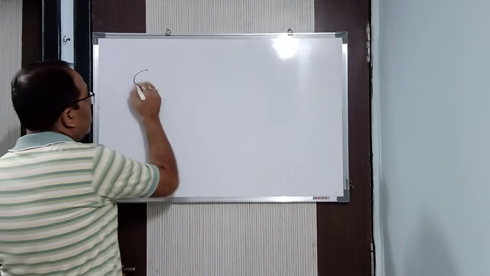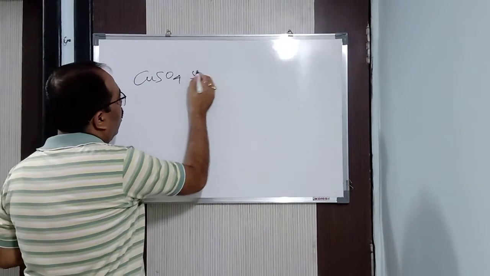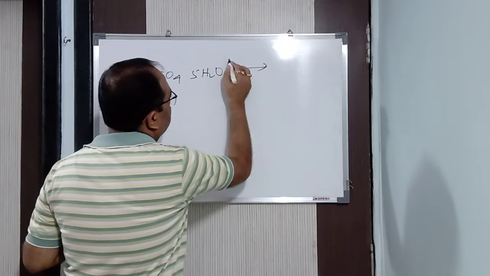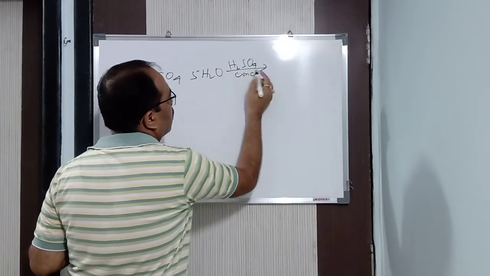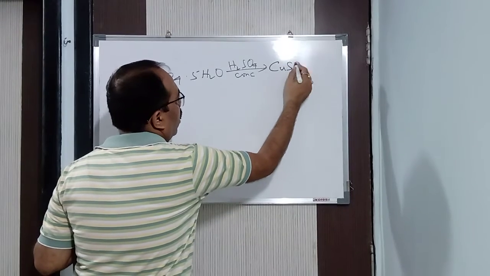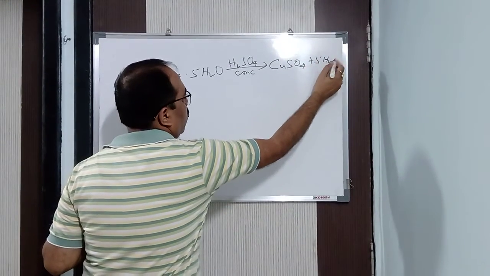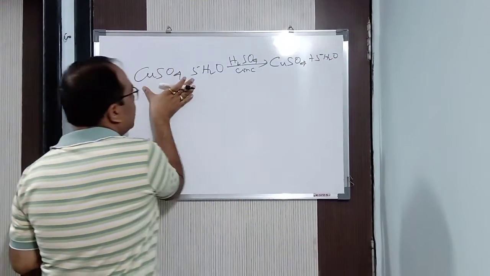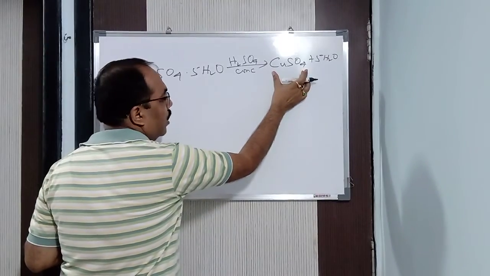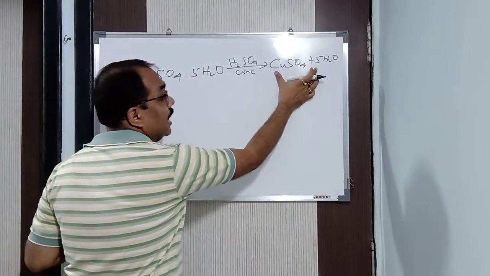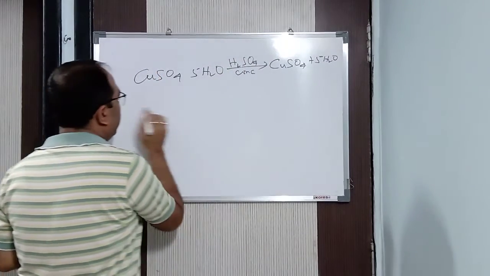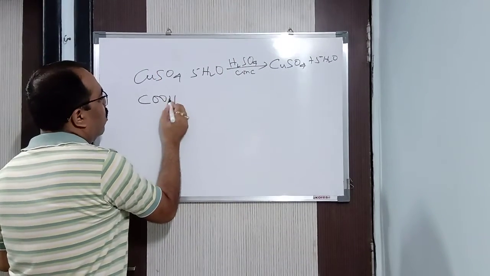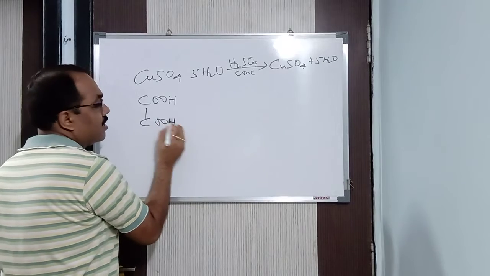That is CuSO4·5H2O in the presence of concentrated H2SO4 will give you CuSO4 plus 5H2O. Water is removed. So this is blue color and this is white color. This is hydrated, this is anhydrous. Who helps to make anhydrous? Concentrated sulfuric acid.